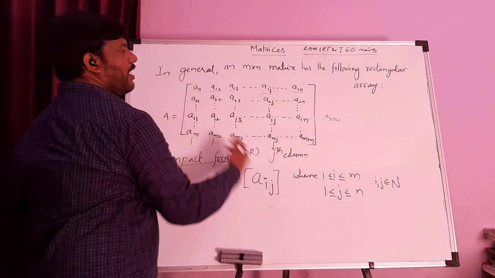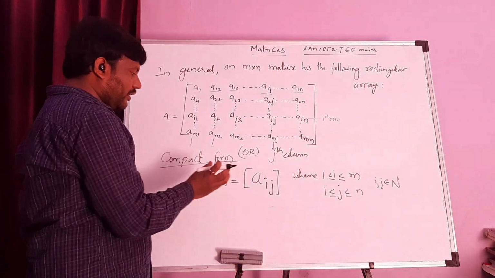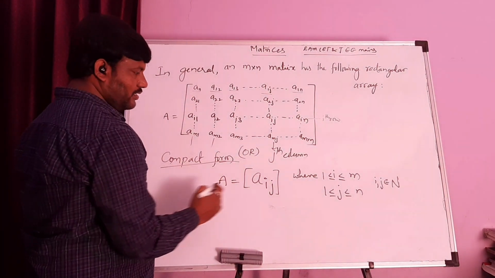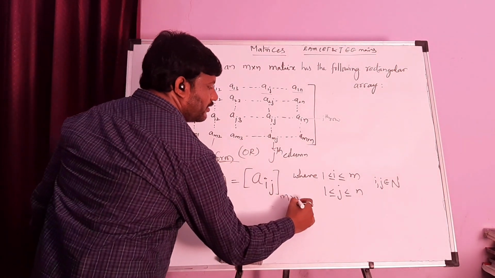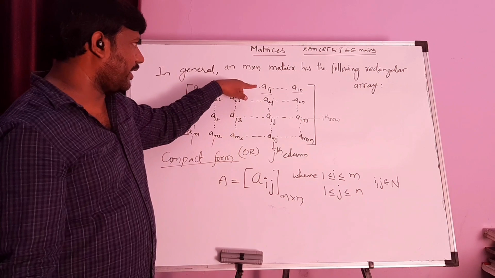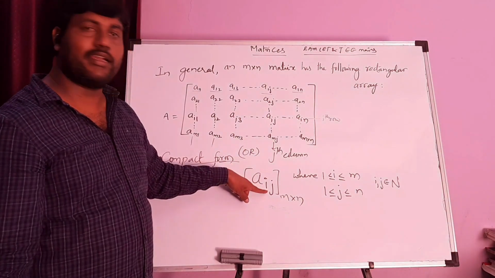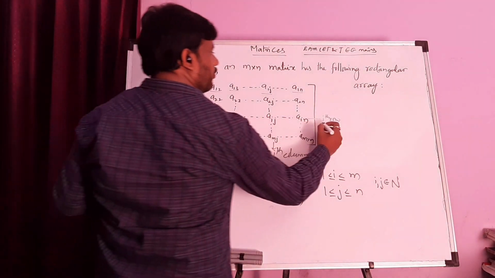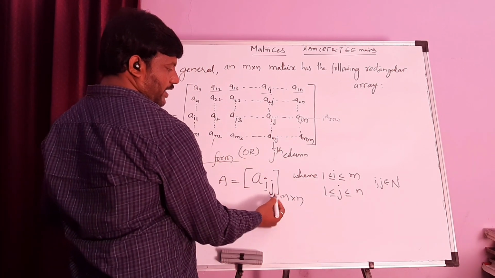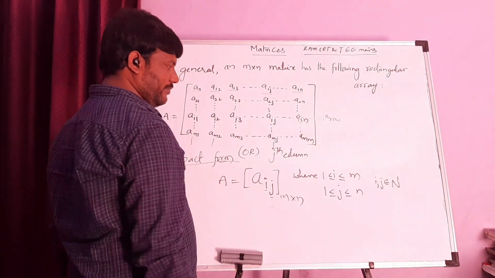The same matrix we can also express in a shortcut, compact form, the smallest form. So A is equal to [aij], an m by n matrix, where i always indicates the row number and j indicates the column. That's why the ith row means i indicates the row. Always i indicates the row and j always indicates the column, right?